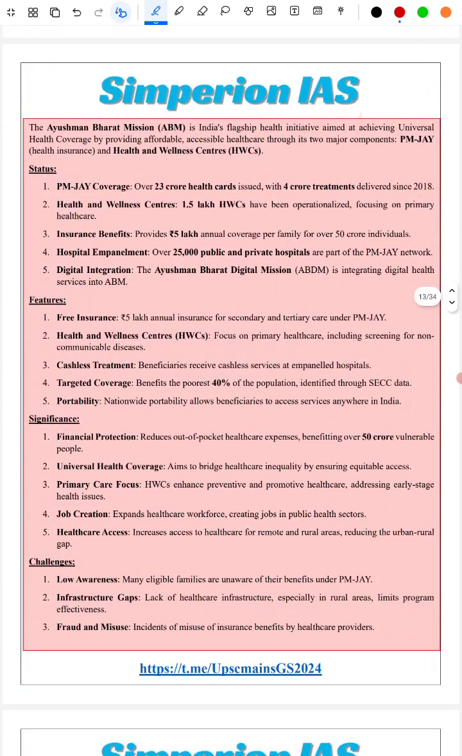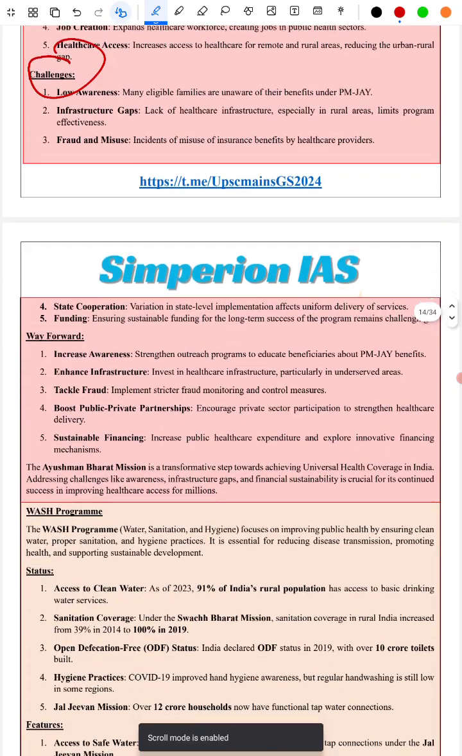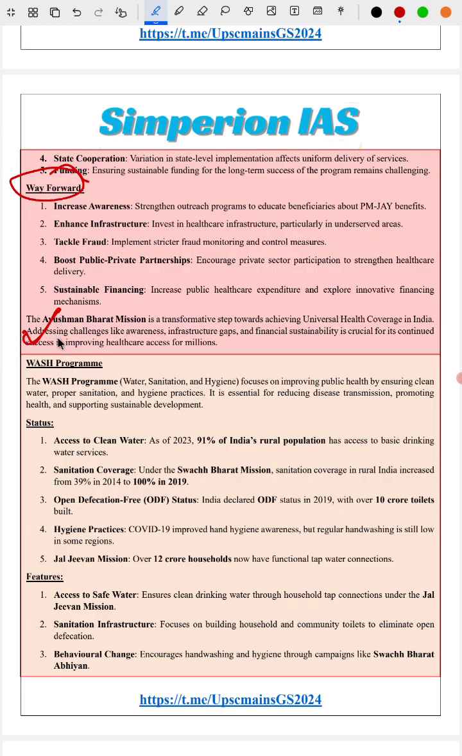Next, we have covered one of the very important schemes, that is Ayushman Bharat. We have covered the current status of Ayushman Bharat, the features of Ayushman Bharat, the significance of Ayushman Bharat for India, and what are the challenges faced in the implementation of Ayushman Bharat. And next we have covered the way forward, and we have concluded with a good conclusion.